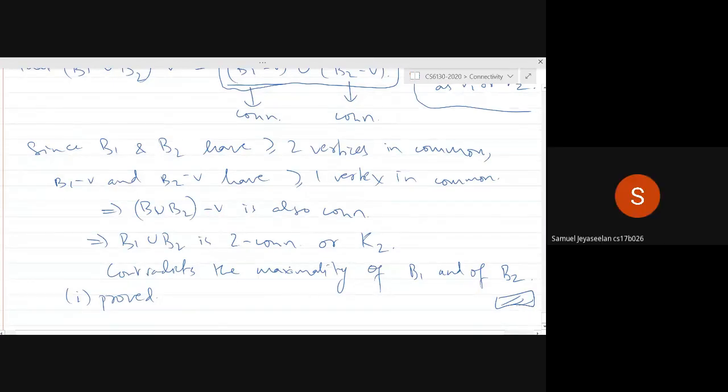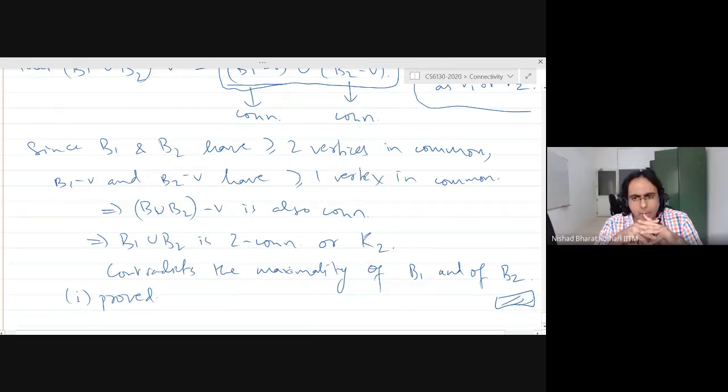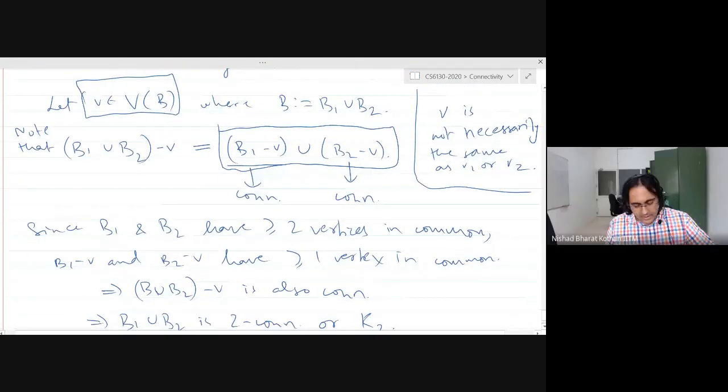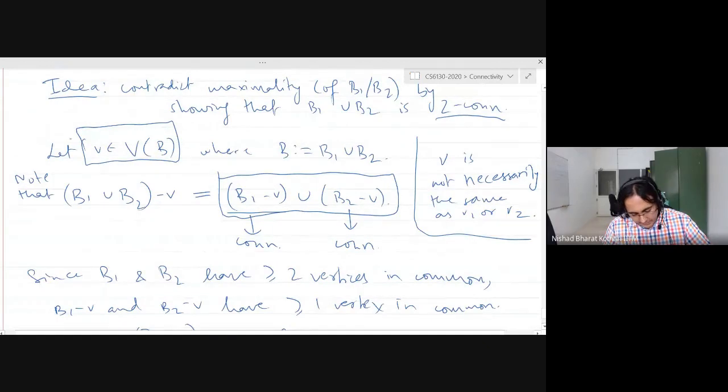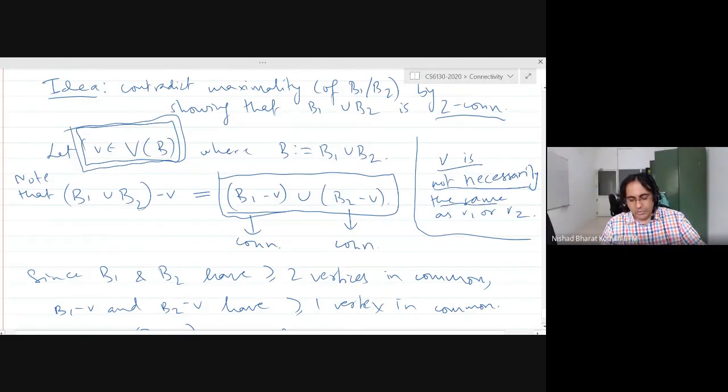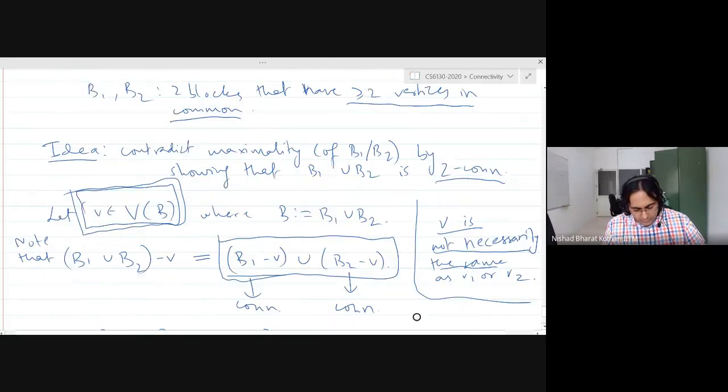We also have to prove that if we remove V1 and V2, the graph is still connected, right? Why do we need to prove that? I mean, you're trying to show that if you remove any vertex, the graph is connected. Yeah. So V is any vertex of B. It could be V1 or V2, not necessarily the same. So we have shown it for all vertices of B that when you delete the vertex, the graph is connected. Right? So we have proved part 1.